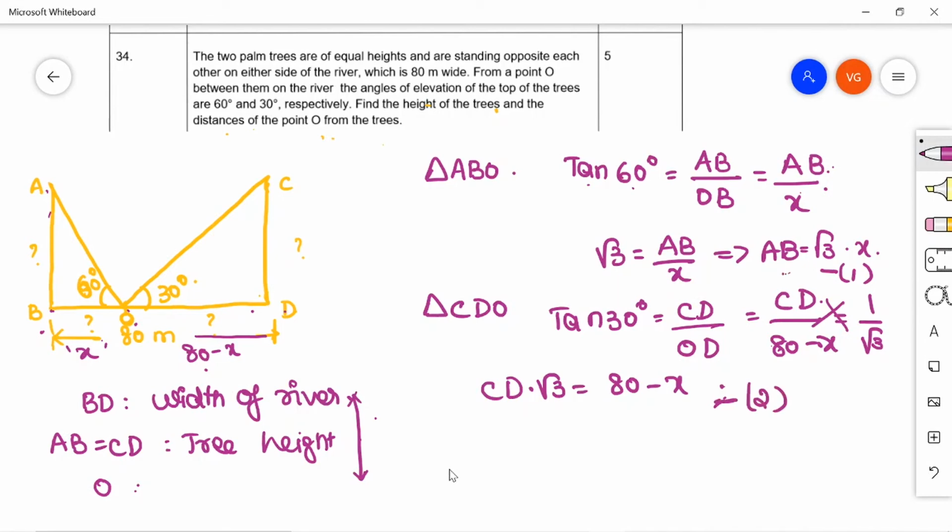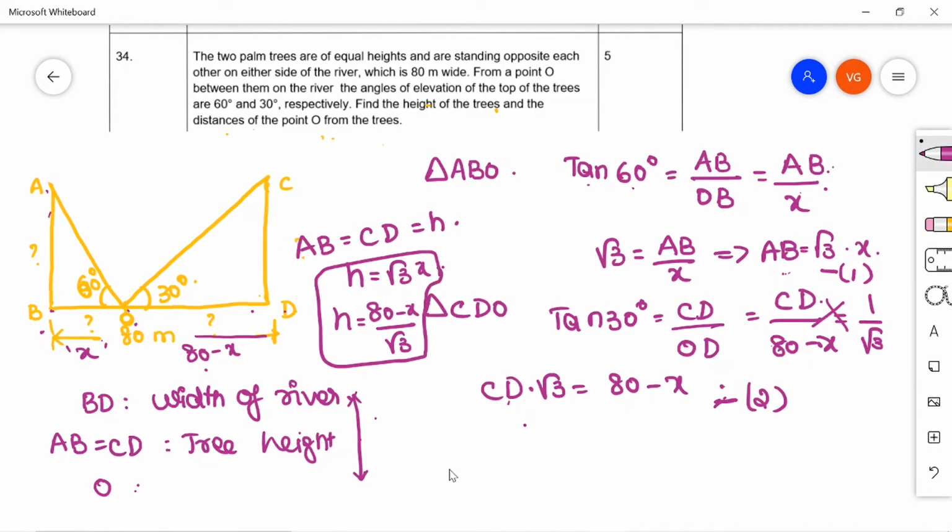From both, AB and CD are nothing but equal height. So assume AB is equal to CD is equal to H, the height of the tree, so that it will be more simplified for you. So equation 1 will be H is equal to root 3 x. Equation 2 will be H is equal to 80 minus x by root 3, right? So like this you take. Now equate these two to get the value of x.